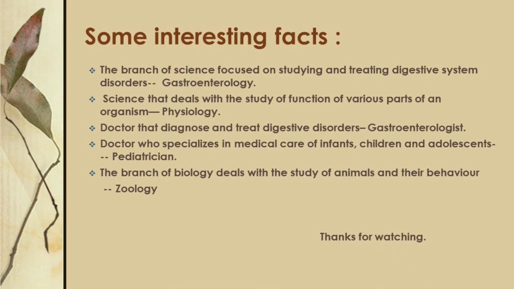This was all about this chapter, how the process of nutrition takes place in the body of unicellular organisms, in the body of humans, and in the body of ruminants.